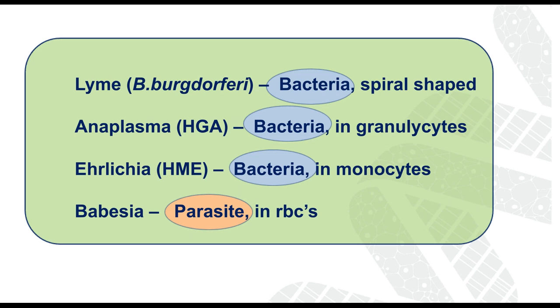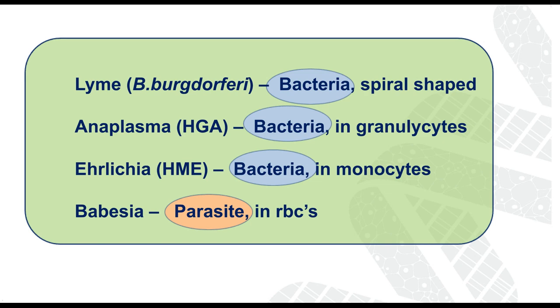There's another way to ask that question: which disease doesn't fit in with the others? The top three on this slide are all bacteria, and Babesia is not a bacteria, it is a parasite. So everyone knows, I believe, that the germ that causes Lyme is Borrelia burgdorferi. It is a spiral-shaped, spirochetal bacteria. Anaplasma and Ehrlichia are bacteria closer to the Rickettsia family.